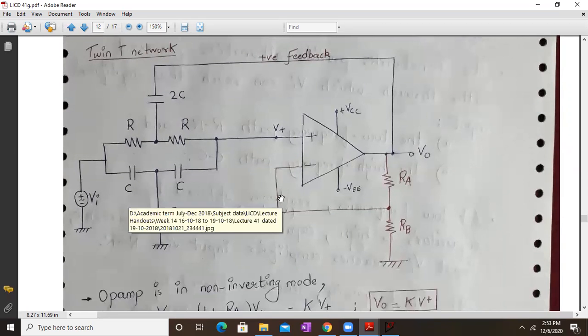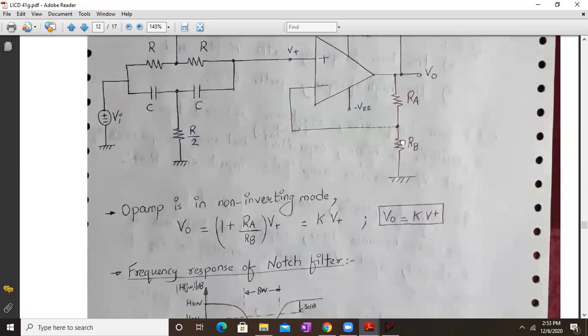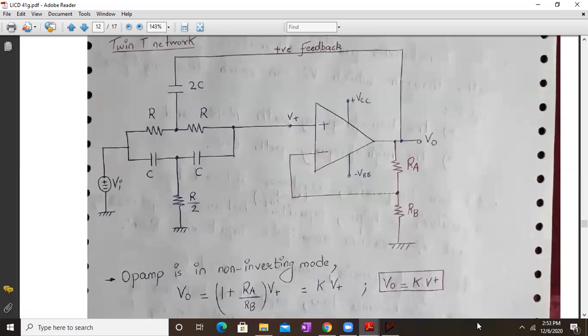So how does this circuit work? The op-amp is in the non-inverting mode. That's why the output is given by 1 plus RA upon RB times V plus, which will be K times V plus. So the output will be K times V plus actually.